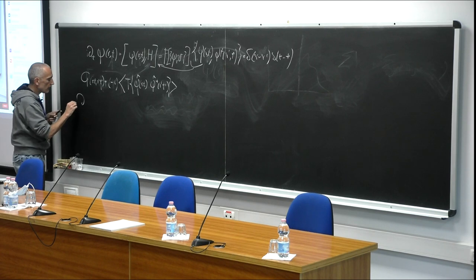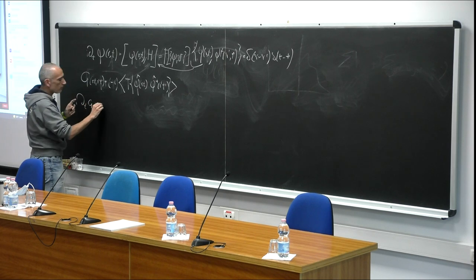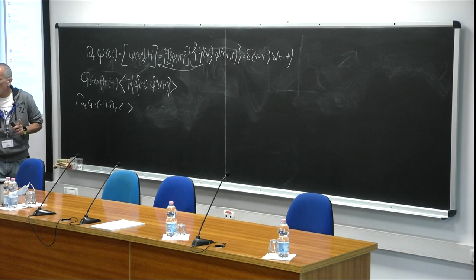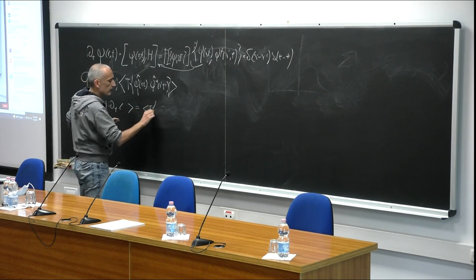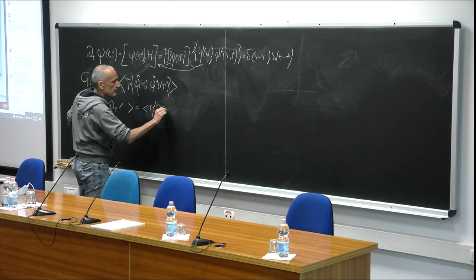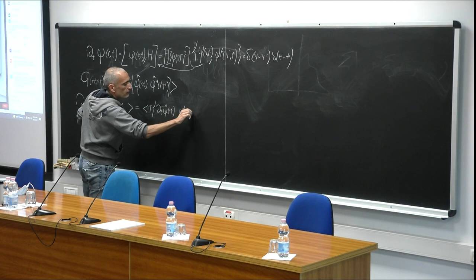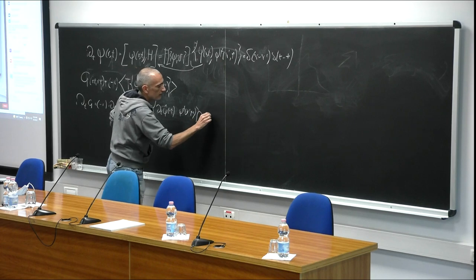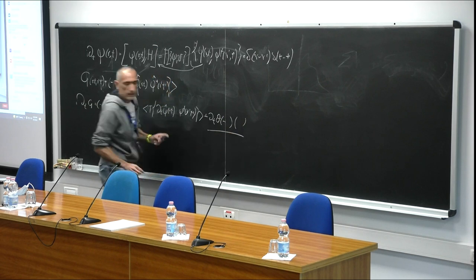Because if I do d/dt of G, on the right hand side I have to do minus i d/dt of this average. But then I have two terms. One is when it is inside: the T product of d/dt psi(r,t) with psi dagger(r',t'). And then I have another piece that is just the derivative of the theta function. This is not essential, it's a technical piece.